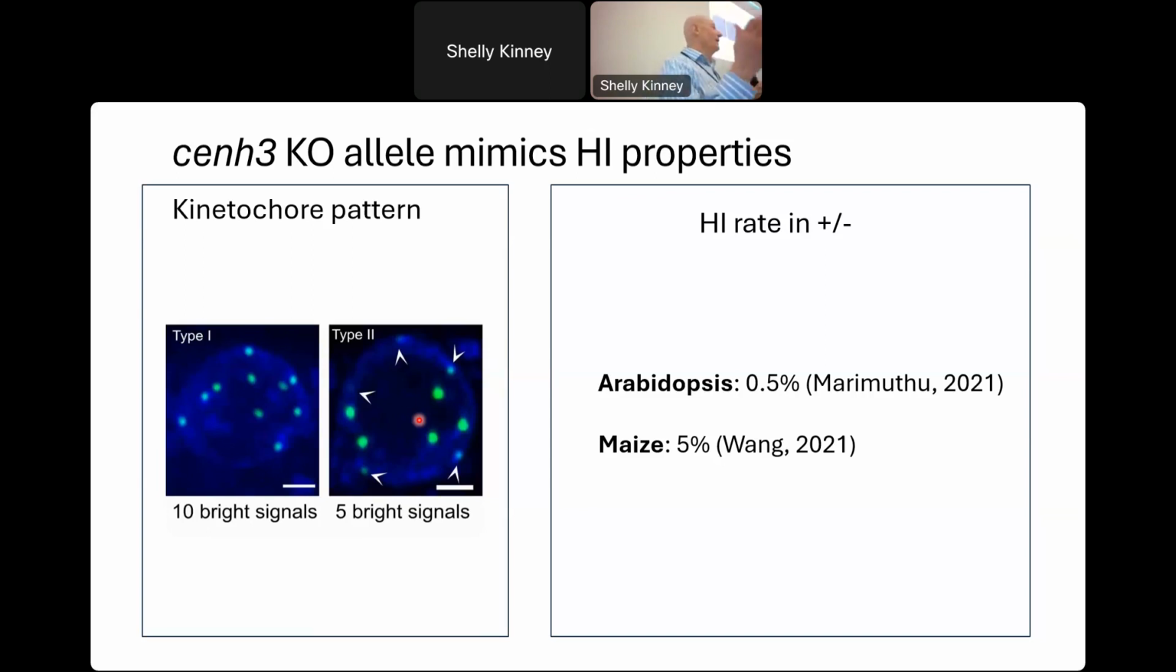Well, independently, the laboratory of Kelly Doe found that in maize, it actually works pretty well. So they patented it. And they should have, so power to them. Anyway, the point is the difference between Arabidopsis and maize, the same exact technology: 0.5% in Arabidopsis, 5% in maize.